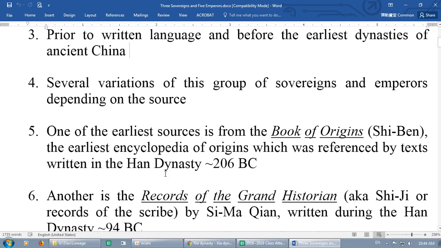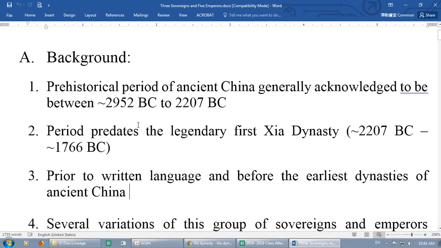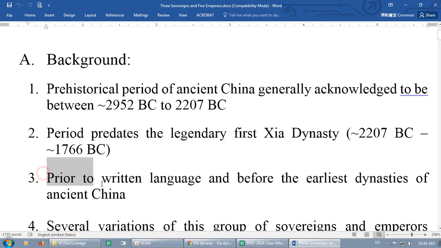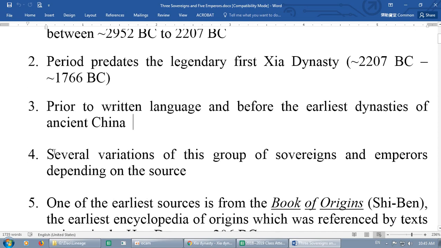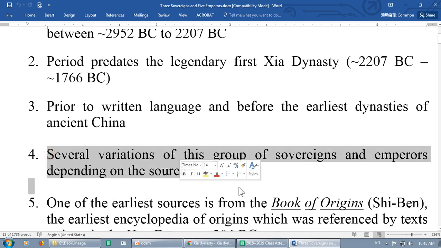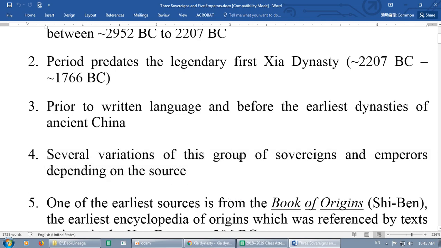Because there's no real official written language during that period, there is no archaeological evidence of that period. Unfortunately, there are several variations of this group, believe it or not, of 3 sovereigns and 5 emperors. There are eight historical figures.